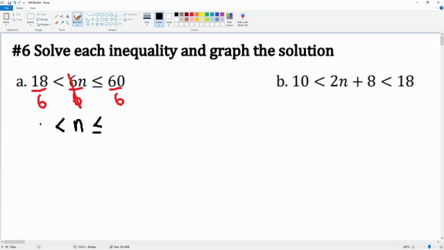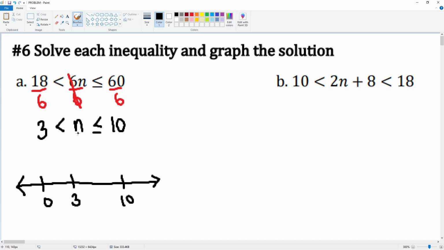18 divided by 6, which is 3. 60 divided by 6 is 10. Now when we graph it, we want to make sure we include the number 0, the number 3, and the number 10. It is closed here at 10, and it is open here at 3. It says n is less than or equal to 10, which is greater than 3. So we combine these two, making this an AND inequality. This is what an AND one would look like.